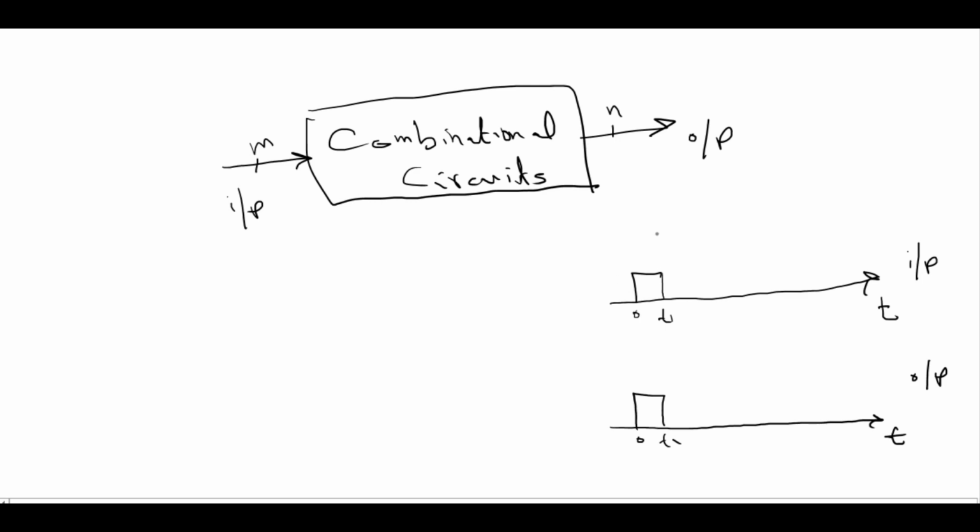So in combinational circuits, if you apply an input at time t1, you will get your output at time t1. If you apply another input later, you may get your output at the same time. If you apply your input at t2, you will get your output at t2. I am ignoring the delays. This is how combinational circuits work.